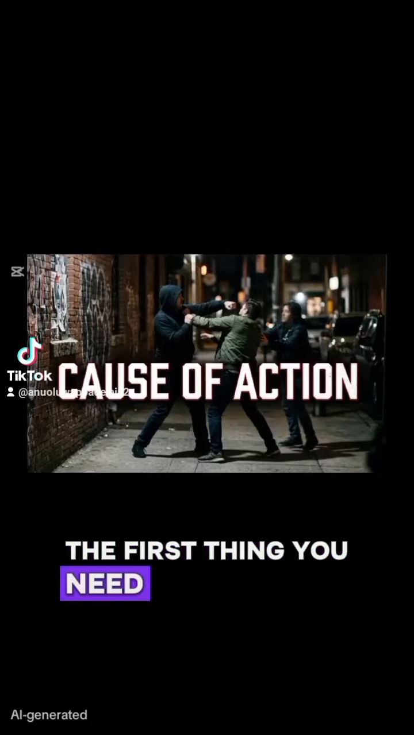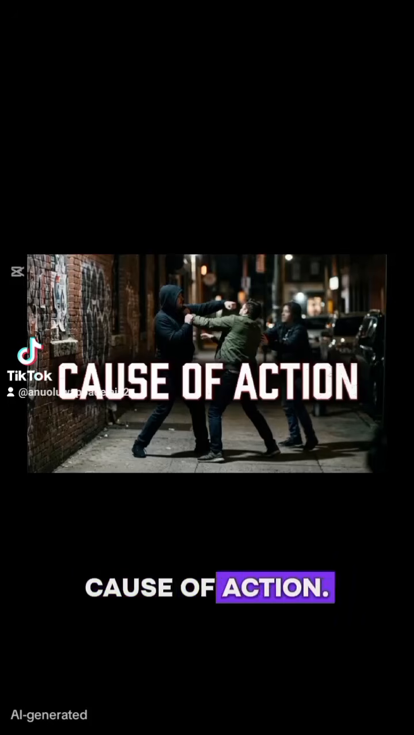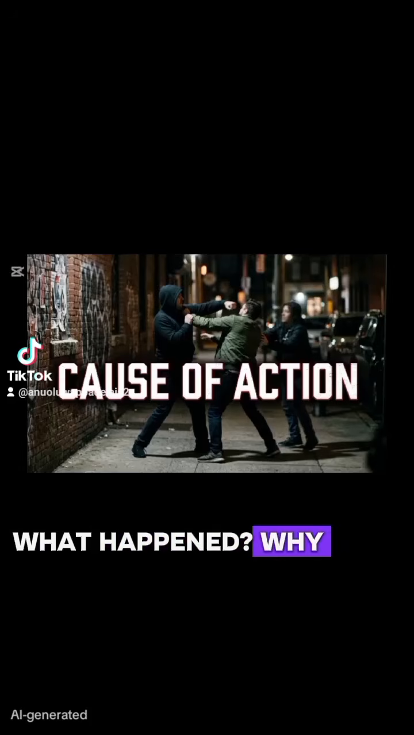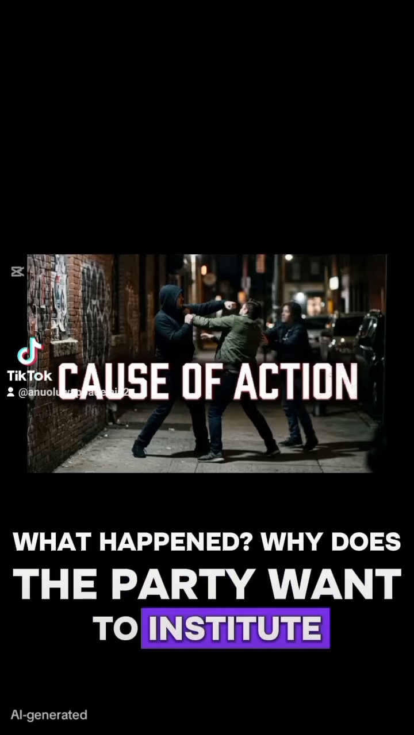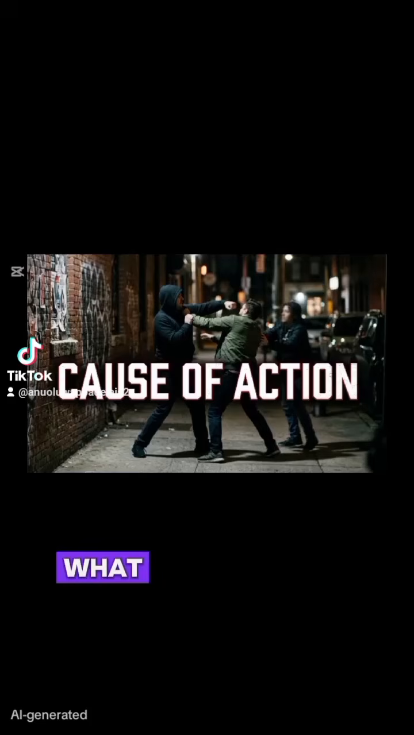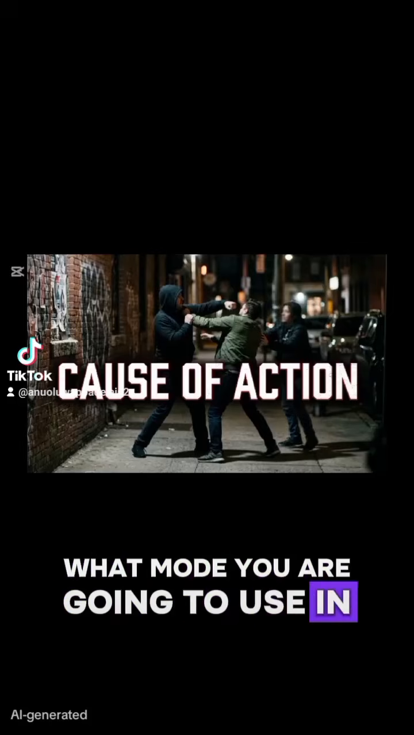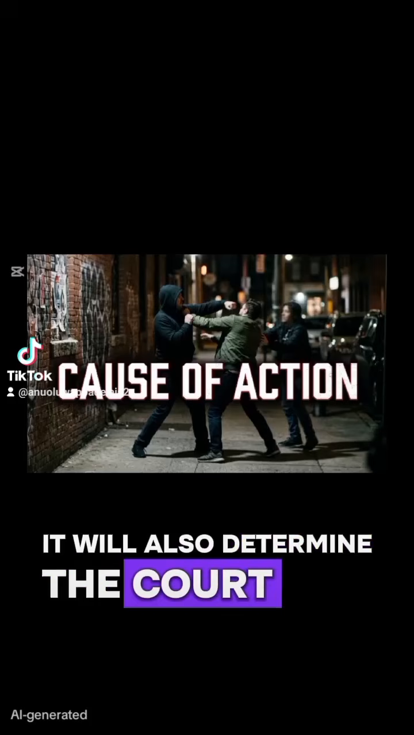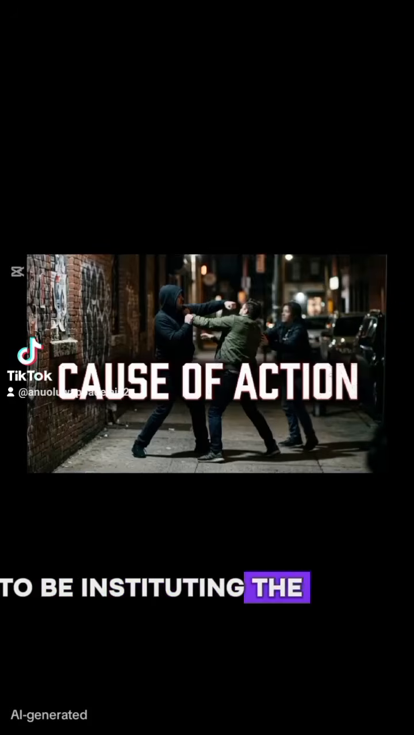The first thing you need to consider is the course of action. So, what is the course of action? What happened? Why does the party want to institute the action? Because the course of action will actually determine what mode you are going to use in instituting the action. Then it will also determine the courts you are going to be instituting the action.